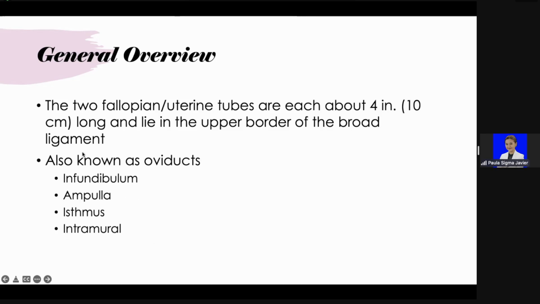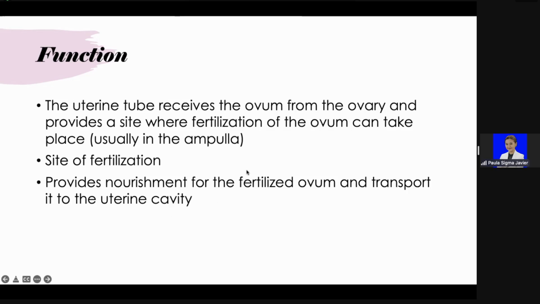And again, the infundibulum also has your fimbriae, which are the finger-like projections which trap the egg cells once they are released from the ovary. So the uterine tube receives the ovum from the ovary and provides a site where fertilization occurs. So this is usually in the ampulla. So this is also where the sperm cells travel through in order to meet with the egg cell. This is the site of fertilization. It also provides nourishment for the fertilized ovum and transports it to the uterine cavity.